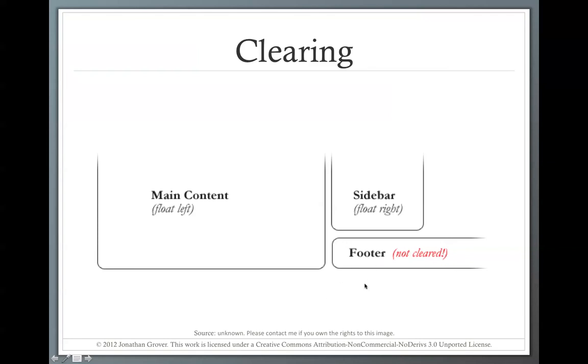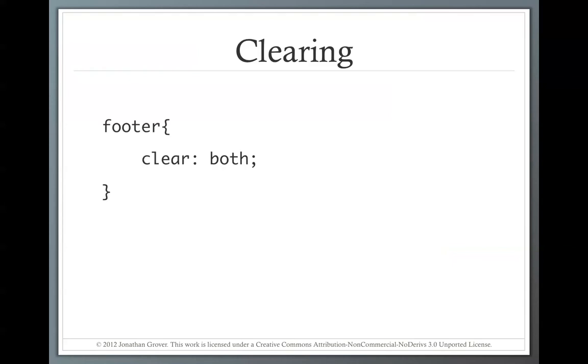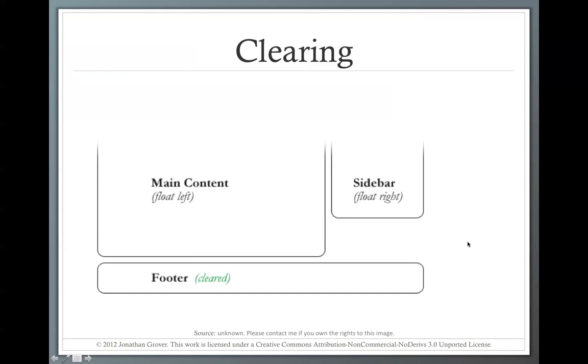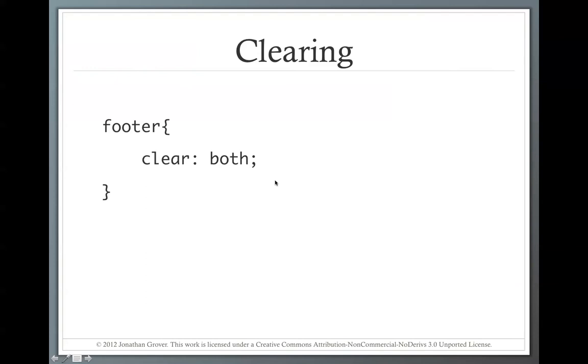Sometimes we actually want this to happen, it's a good thing, and other times we're upset because this element shouldn't be up here. We want the footer to go back down here. So if we want to tell the footer not to move up next to the floats, we can use a property in CSS called clear. We can say clear: both. So by saying footer clear both, we're able to get that footer to clear past the height of those elements.